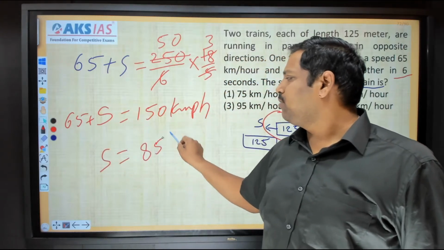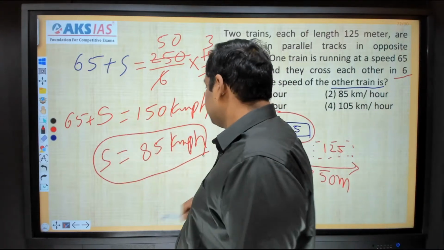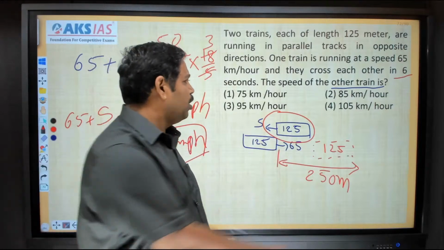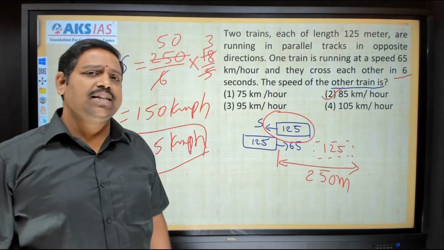Then the speed of the train, if you move the 65 to this side, it will be 85. So the speed of the train is 85 kilometers per hour. So the speed of the other train is 85 kilometers per hour. So the second option is the answer. Okay, now let's see the next question.